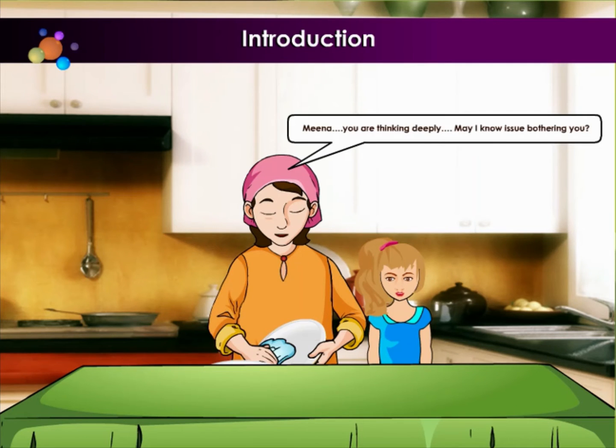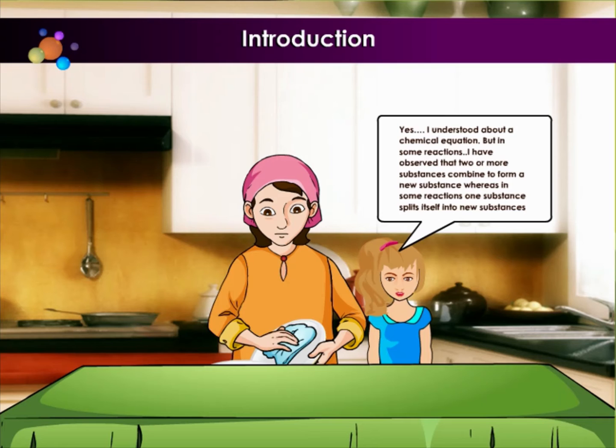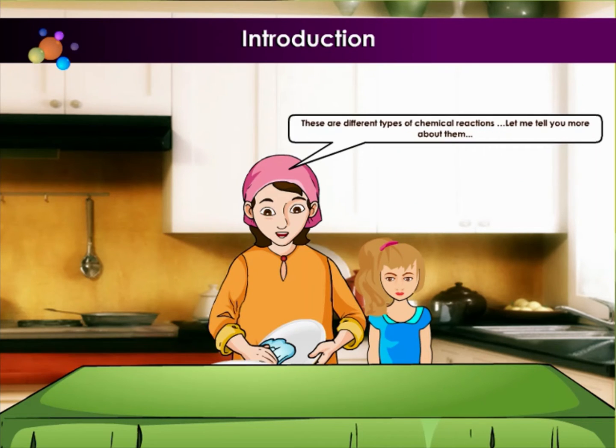Meena, you're thinking deeply. May I know the issue that's bothering you? Yes, I understood about a chemical equation. But in some reactions, I have observed that two or more substances combine to form a new substance, whereas in some reactions, one substance splits itself into new substances. These are different types of chemical reactions. Let me tell you more about them.